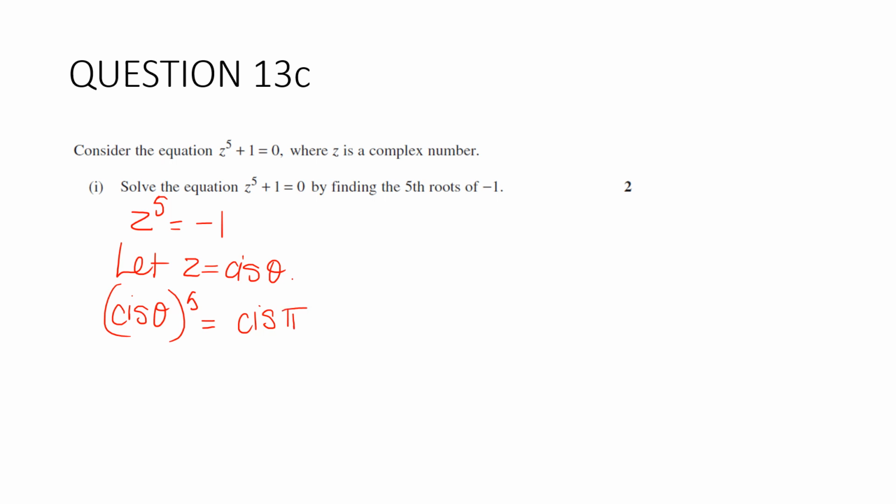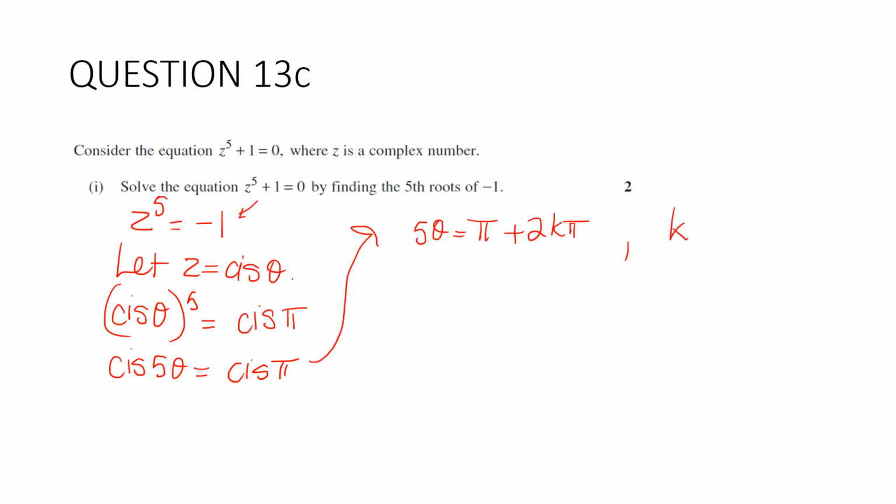And you should know all of these. You know, if this is 1, then you put it equal to cis 0, and likewise if it's i, if it's negative i, and if it's negative 1. All right, so we have got cis 5 theta is equal to cis pi. And so we have 5 theta is equal to pi plus 2k pi, and k is equal to 0, plus or minus 1, plus or minus 2. And we're just going to substitute them in. I'll do one further thing. Divide by 5.